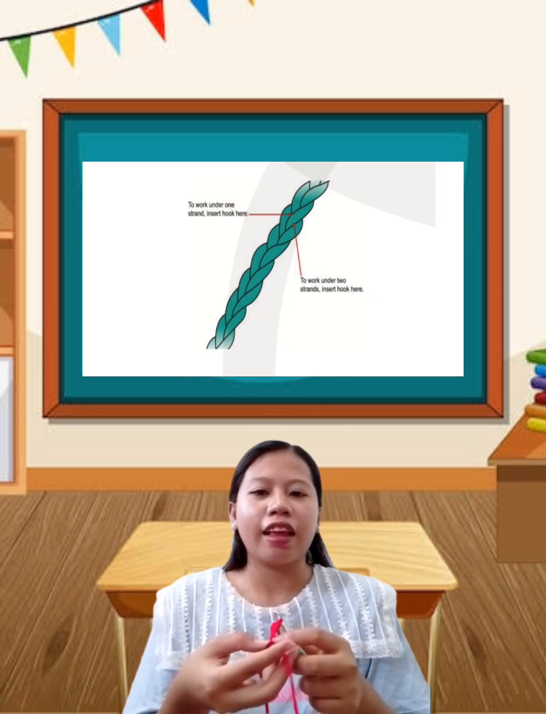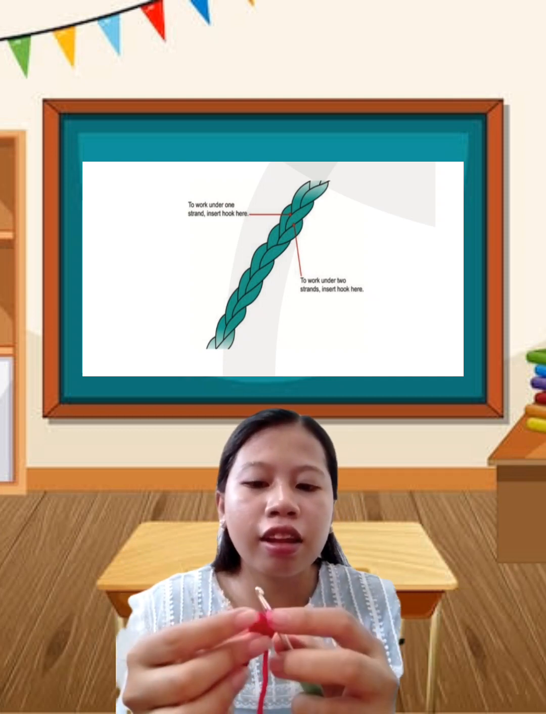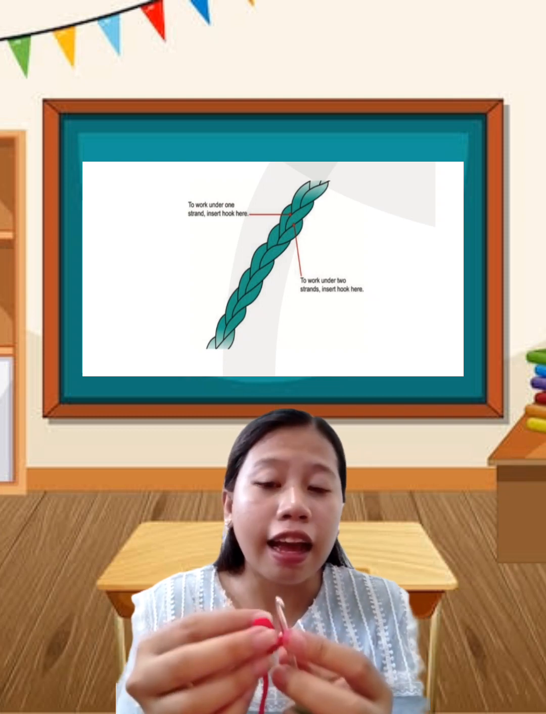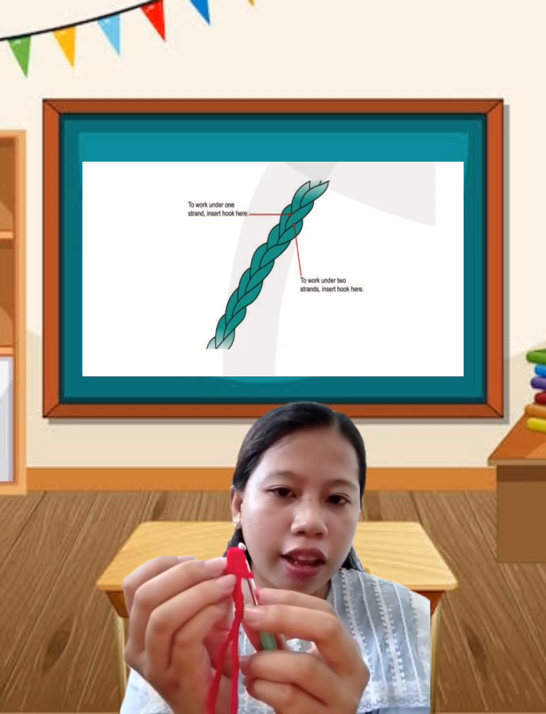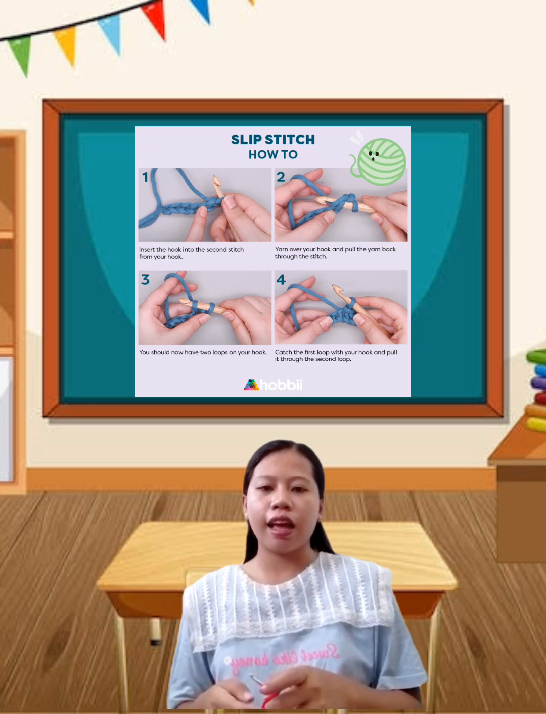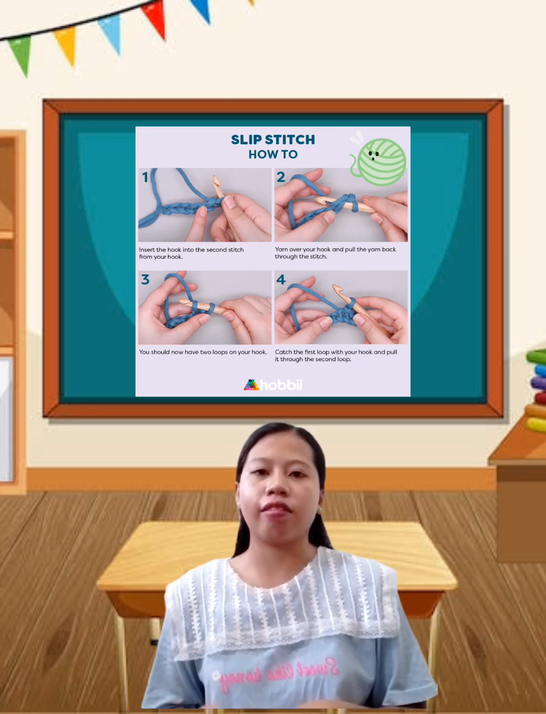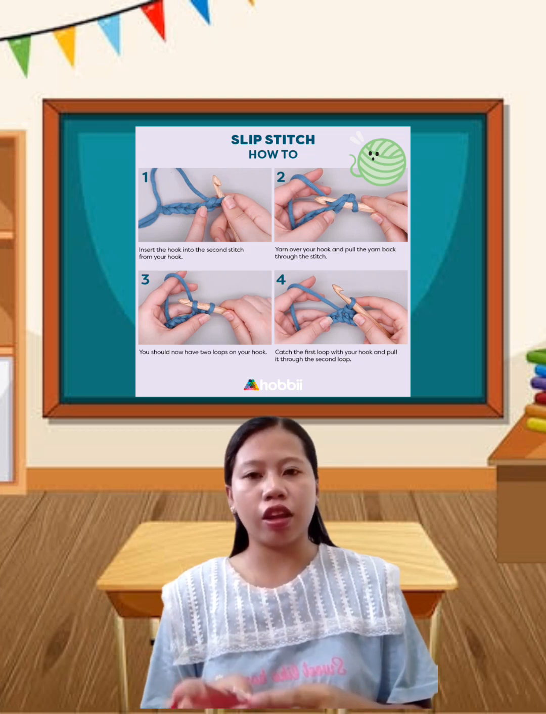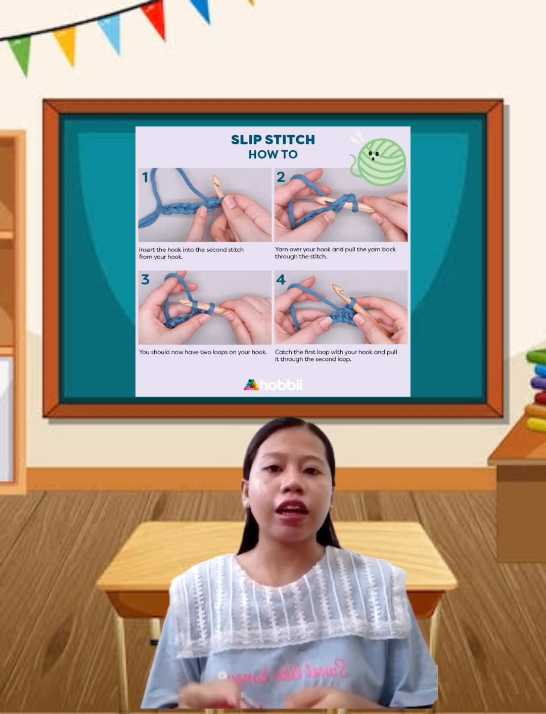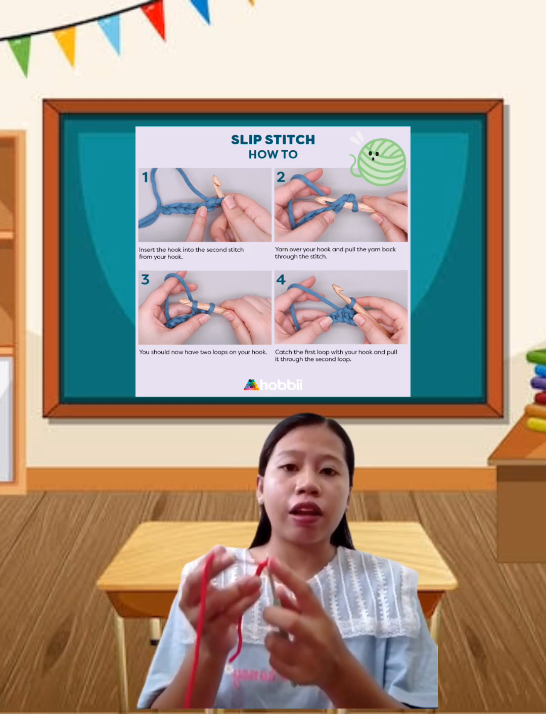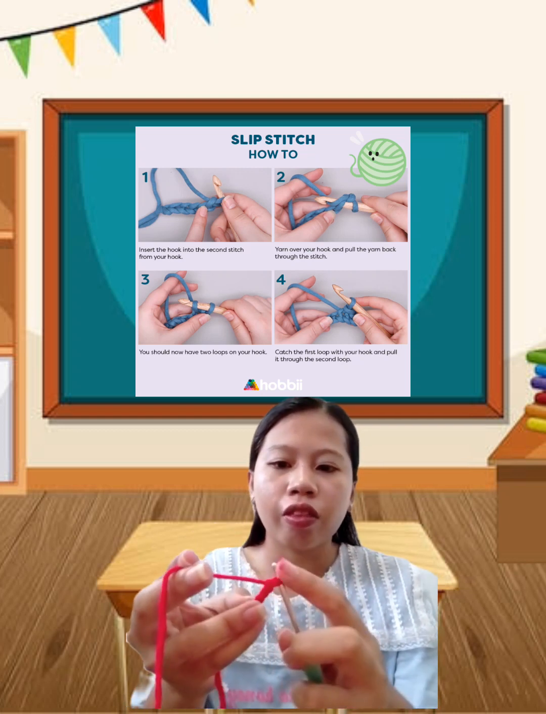And alright, that's the foundation chain. And now I will teach you the basic crochet stitches. So first is the slip stitch. Step 1, insert the hook into the second stitch.